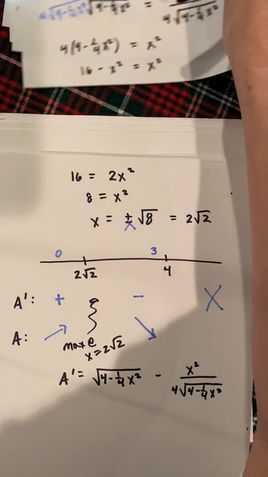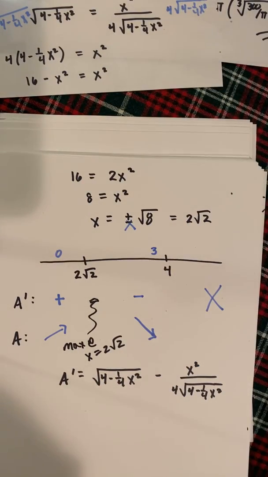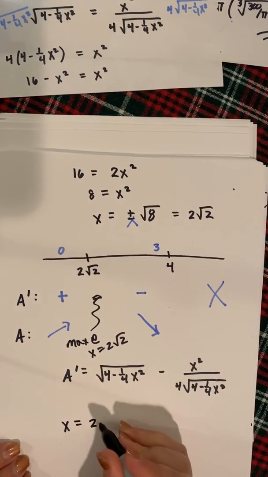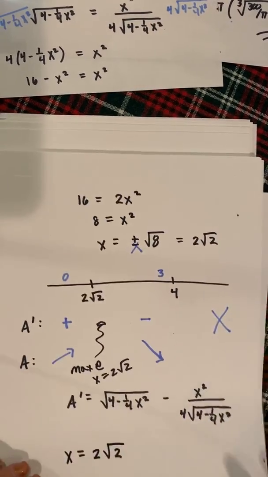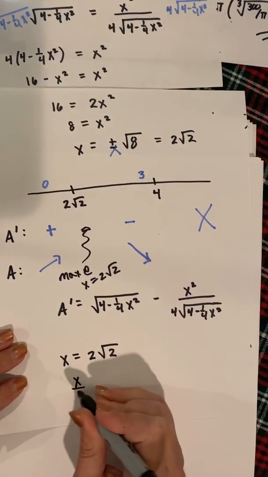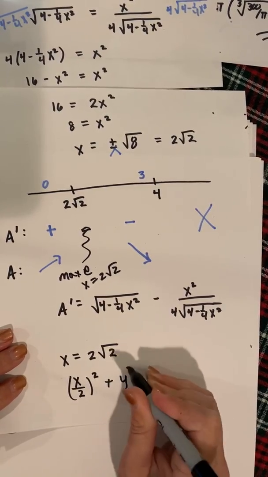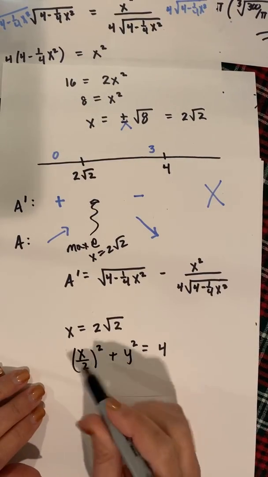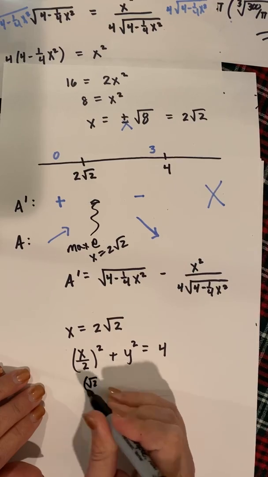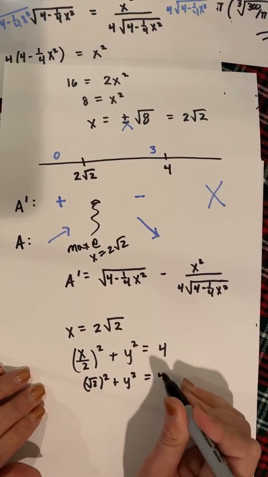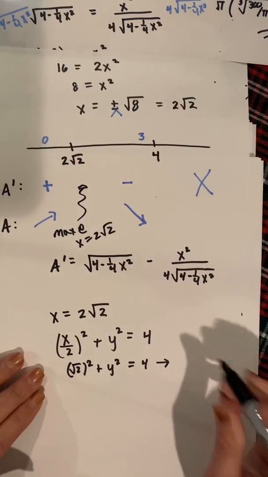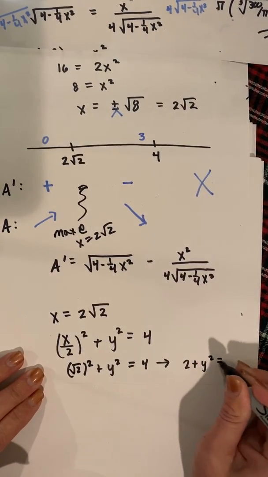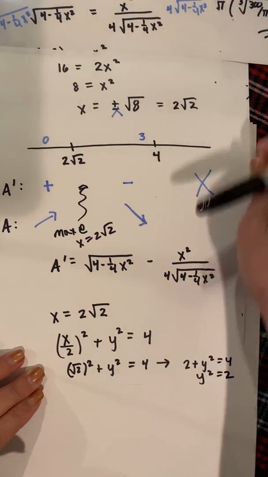All right, so let's now answer the question and finish this section up. Find the dimensions of the rectangle that has the maximum area. So if x is equal to 2 square root of 2, and the constraint was x over 2 squared plus y squared must equal 4. If we put 2 square root of 2 in here, 2 square root of 2 over 2 is just the square root of 2, squared plus y squared equals 4. So then we get 2 plus y squared equals 4. y squared equals 2. So y also equals the square root of 2.